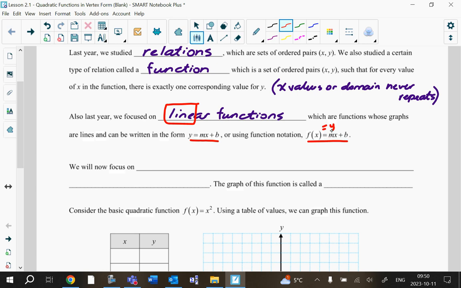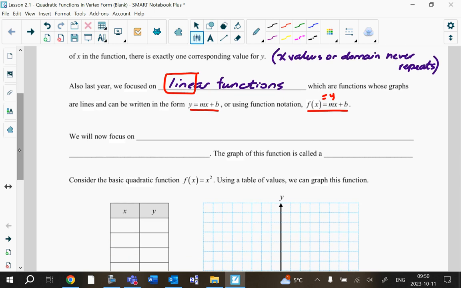Okay, this year we're going to focus on a new type of function, which has a different type of graph, and we're going to analyze that, much like we did with lines last year. And we're going to see how we can use them in actual situations to solve problems. And these things are called quadratic functions.